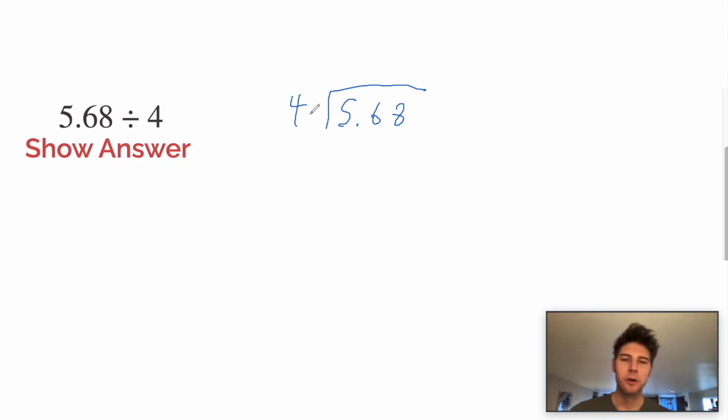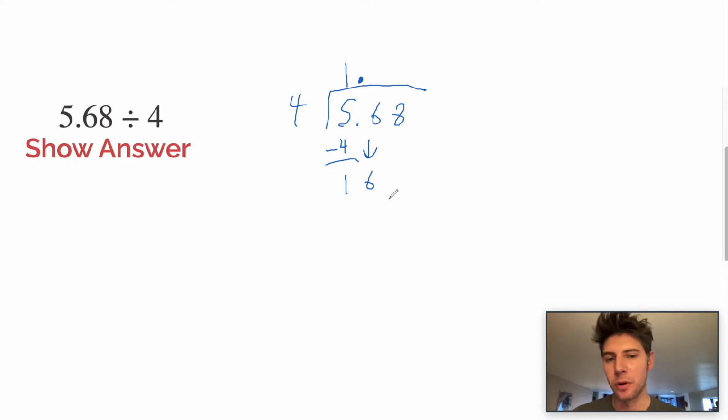Now with the decimal, as long as there's no decimal on the outside, as long as it's just on the inside, all you have to do is bring the decimal up. And now do long division like you normally would. How many times does 4 go into 5? One time. 1 times 4 is 4, subtract, we get our 1, and then we'll bring down the 6. So it's just a normal, typical long division problem.